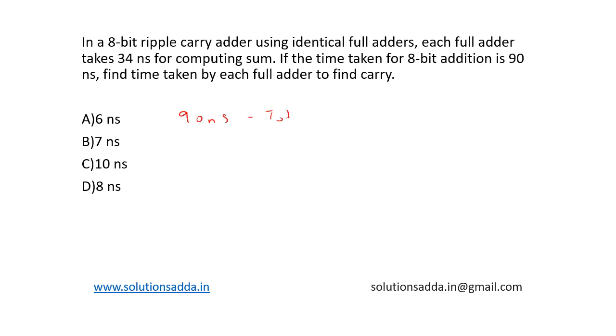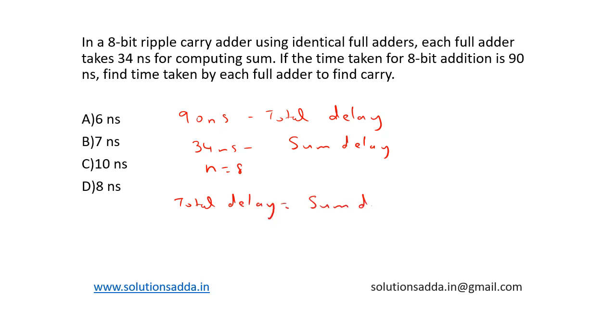This is the total time or total delay. And the delay for each sum identification is given as 34 nanoseconds. That is the sum delay, and n is equal to 8. So the formula is: total delay is equal to sum delay plus (n minus 1) times carry delay.